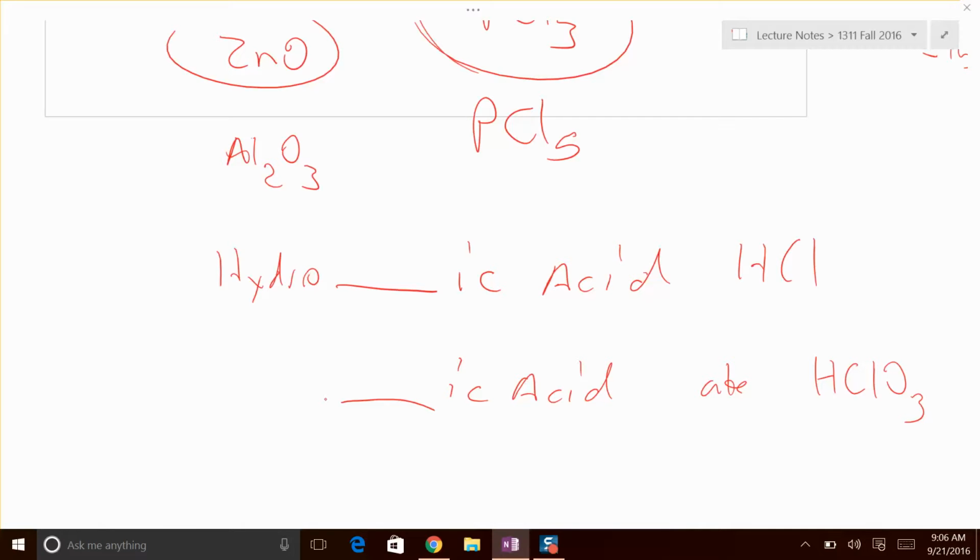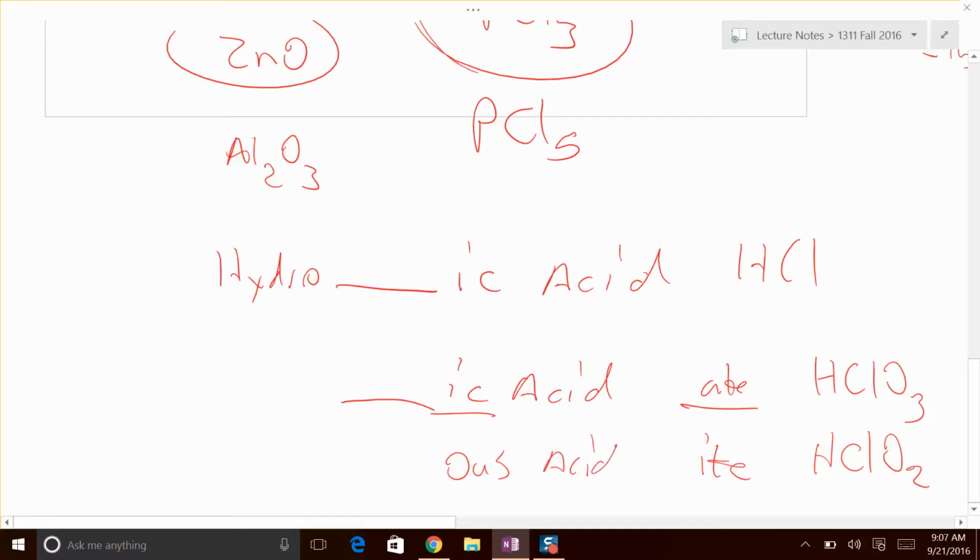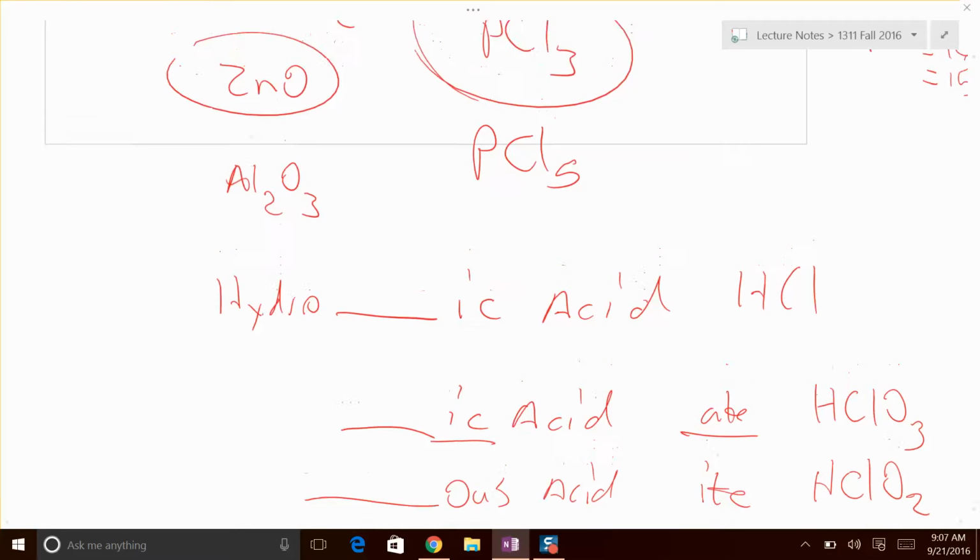So HCl, hydrochloric acid. HClO3, chloric acid. If it's an ATE ion, I use ic. If it's an ITE ion, HClO2, then I use us, O-U-S, acid. Chlorous acid. Those are the rules for naming acids. That's how I'm going to name those.